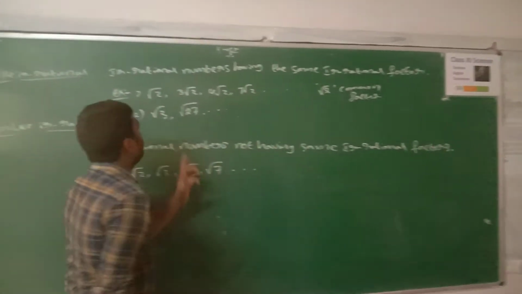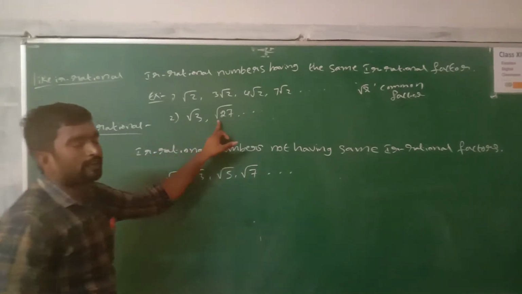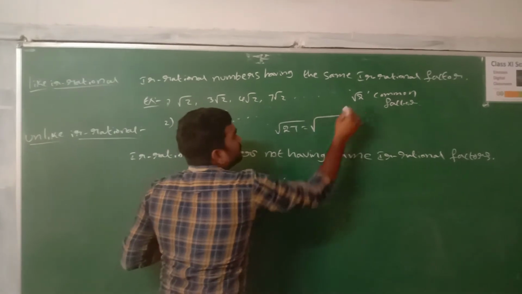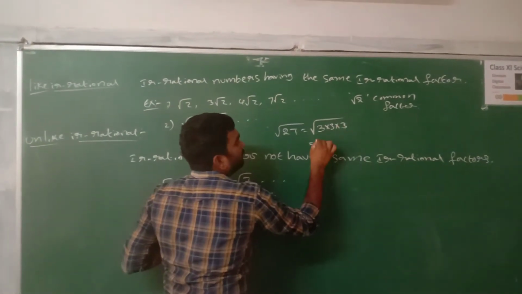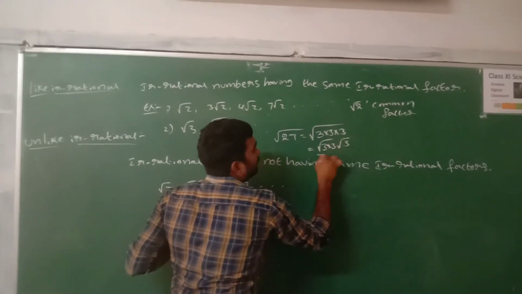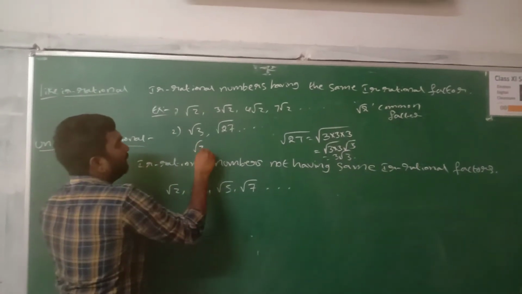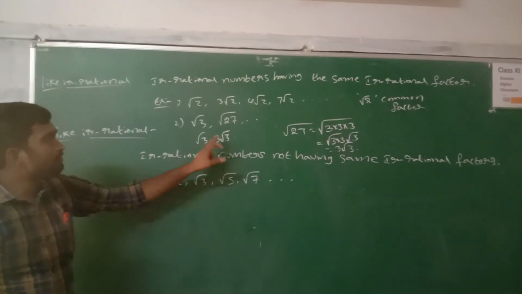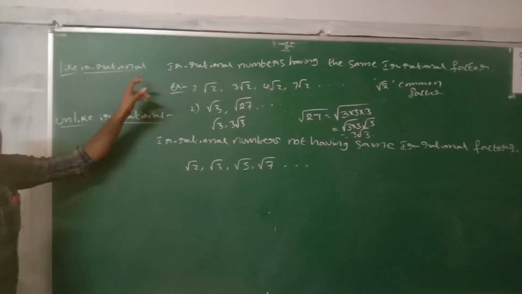So another example, root 3 and root 27. We know the root 27 value. Root 27 is equal to square root of 3 into 3 into 3, that is equal to square root of 3 into 3 into root 3, that is equal to 3 root 3. So root 3 and 3 root 3, root 3 is the common factor. So root 3 and 3 root 3 are also like irrational numbers.